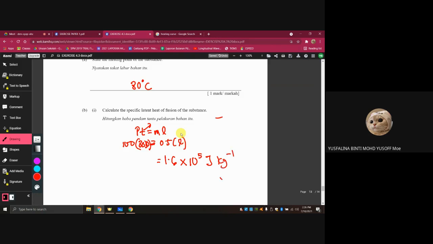Remember, J kg negative 1 degree Celsius negative 1 is for specific heat capacity, because I noticed some of you gave me the wrong unit. So this is the answer.